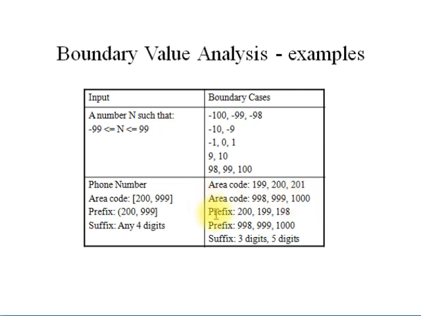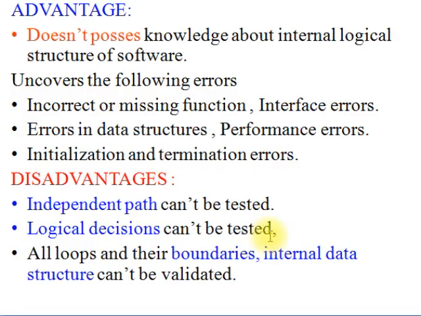For the prefix also the same condition applies. For each and every number we should check the upper boundary and lower boundary. Your suffix will have 4 digits. So for a 4 digit number, the boundaries are a 3 digit number and a 5 digit number. So these are the boundary classes, the boundary cases for the input.